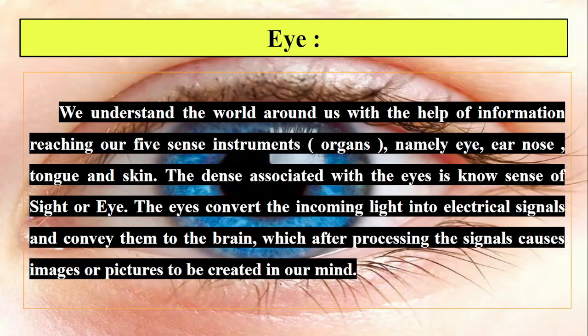We understand the world around us with the help of information reaching our five sense instruments, namely eye, ear, nose, tongue, and skin. The sense associated with the eyes is known as the sense of sight. The eyes convert the incoming light into electrical signals and convey them to the brain, which after processing the signals causes an image or picture to be created in our mind.